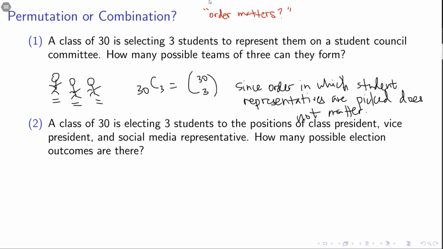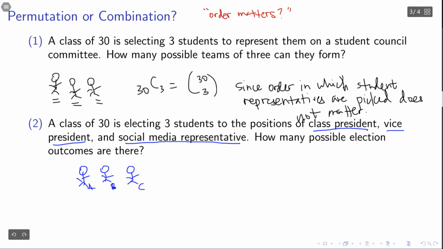Whereas for number 2 here, you are actually electing students to 3 positions: class president, vice president, and a social media representative. So in this case, you could pick 3 people, say A, B, and C, in that order, and that would denote a different outcome than picking, say, C first, and then A, and then B.